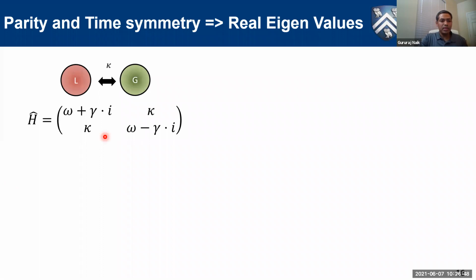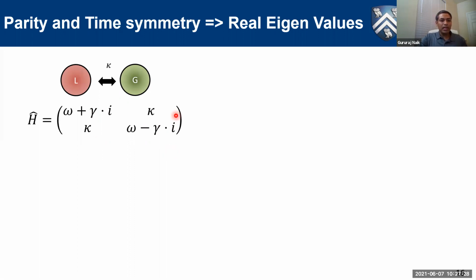What is parity and time symmetry? Let's take two identical resonators. One has optical loss, the other has optical gain. Equal loss and gain: a balanced loss-gain system. Let me couple these two resonators with a coupling factor kappa. I can write the Hamiltonian of this simple system with omega plus i times gamma for the lossy resonator, with loss gamma, and minus i gamma for the gain resonator, as the imaginary part. The coupling is kappa, which is the off-diagonal term.